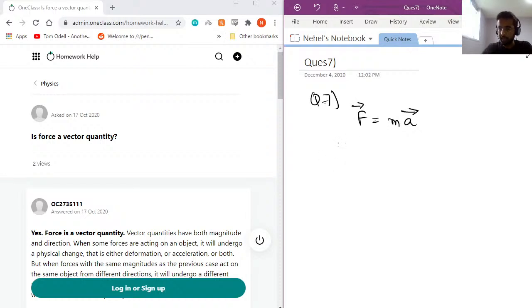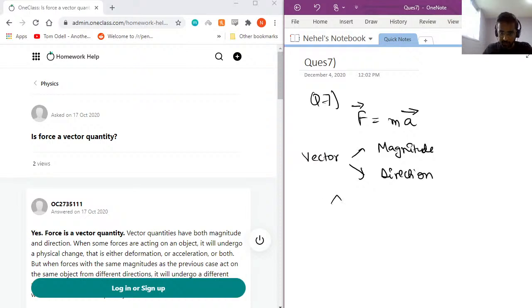So when I say vector quantity, what do I mean? A vector quantity is something which has two properties: a magnitude and a direction. A magnitude is essentially any physical quantity which has some value. And direction is sensitive, so it can be positive or negative. Speed, on the other hand, is a scalar quantity and only has magnitude.